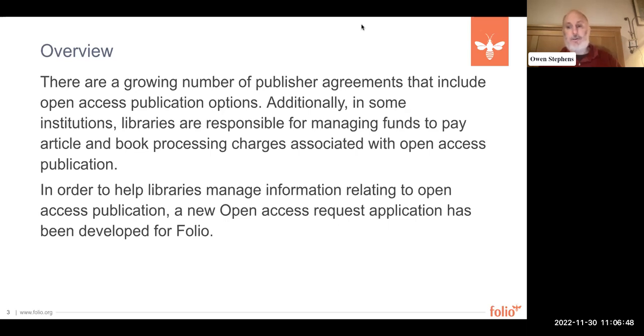Additionally, in some institutions, we know not all, but in some institutions, libraries are responsible for managing some funds to pay for article and book processing charges that are traditionally associated with open access publications. So it's in order to manage that sort of information related to open access publication that we've been developing this open access request application in Folio.